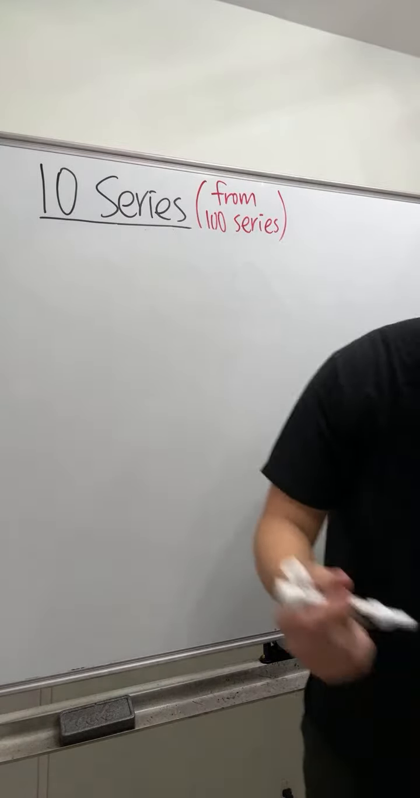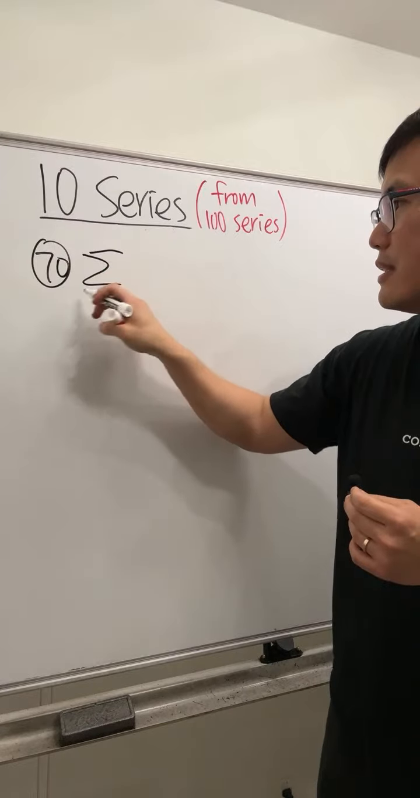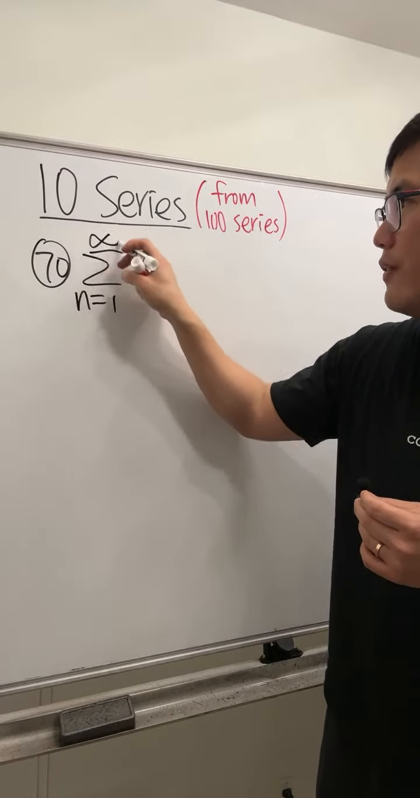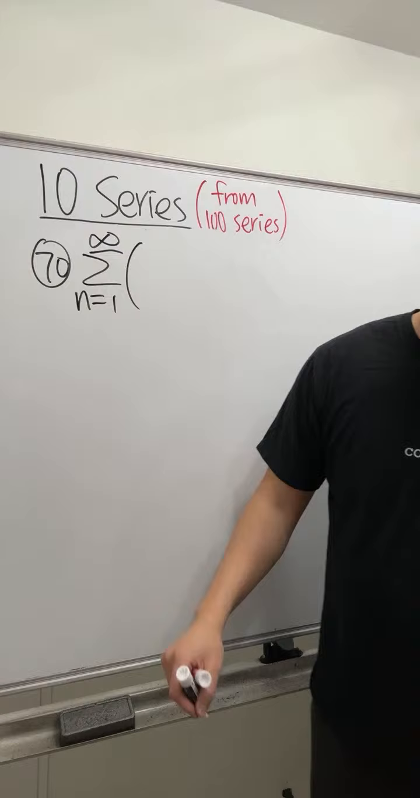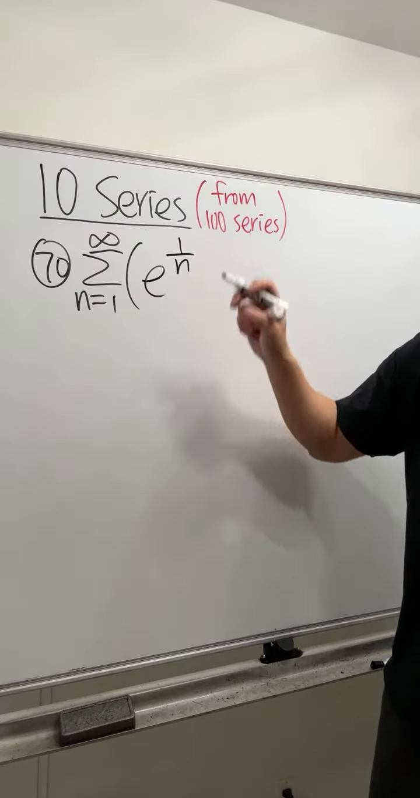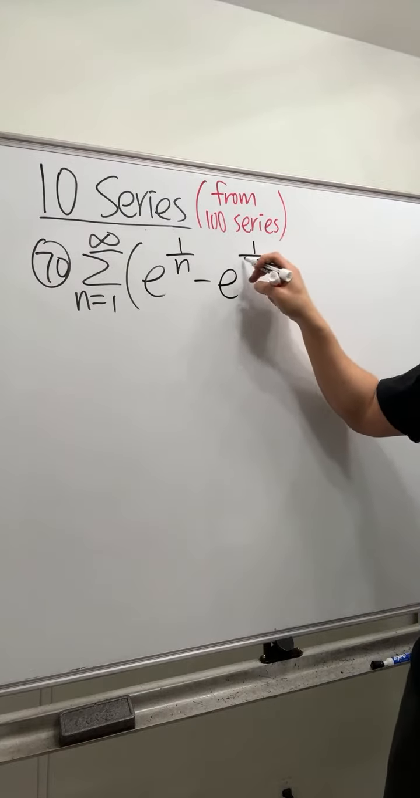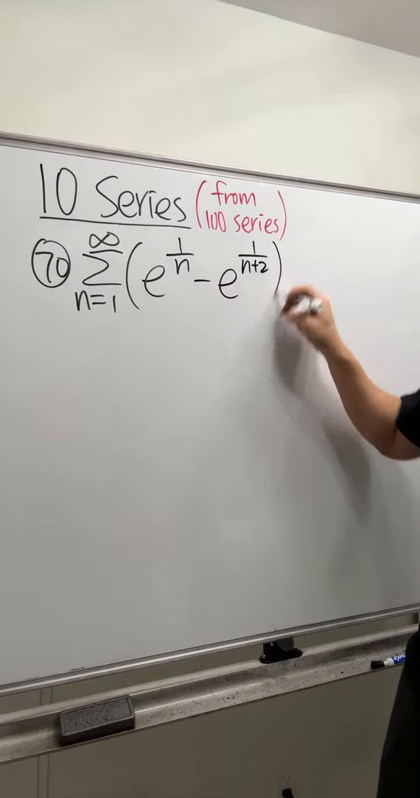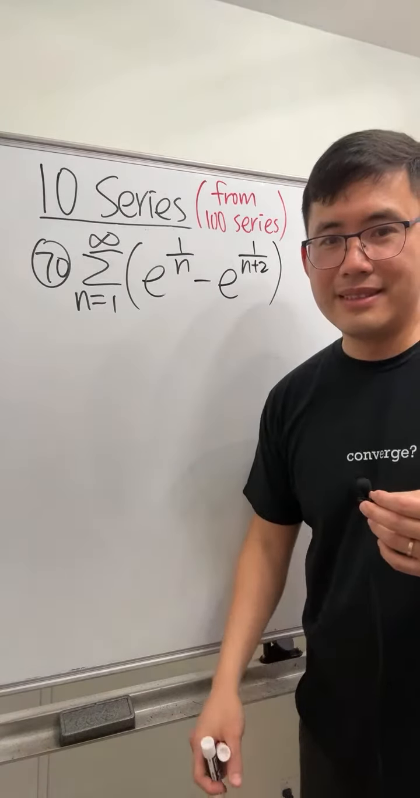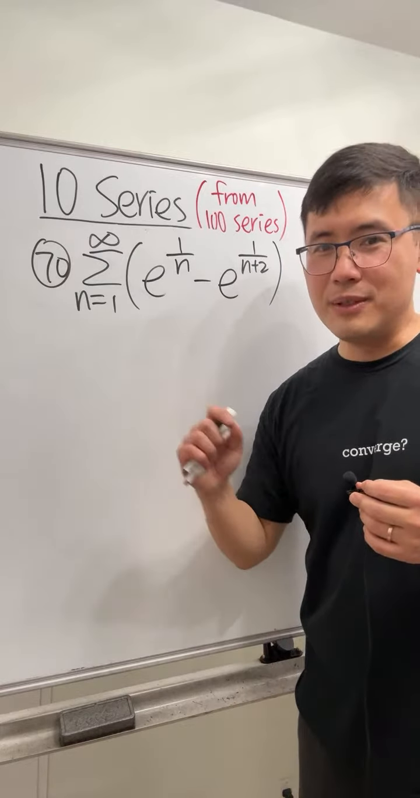And then some people said, yeah, e to the something. Yes, that's also correct. So number 70, we're looking at the series as n goes from 1 to infinity of e to the 1 over n minus e to the 1 over n plus 2. Yeah, telescoping is super satisfying.